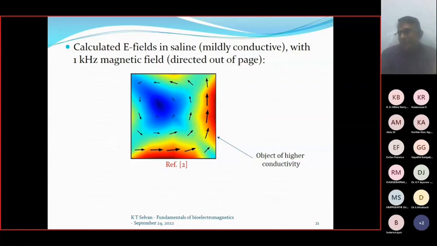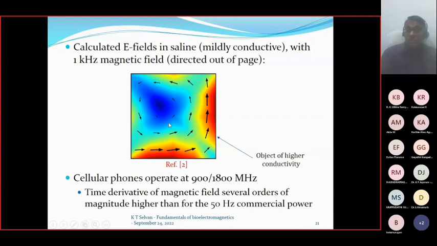Of course, if you look at cellular phones that operate at even much higher frequencies, 900 or, depending on the band, 1800 megahertz, compared to 50 hertz the time derivative of the magnetic field is several orders of magnitude higher. So therefore, it can cause concern. Why? Because the magnetic field will be significant, therefore the electric field will be significant, and that will potentially induce currents and voltages in the body, resulting in energy absorption. Is that something we should worry about, right? So this is how the buildup is, this is how the broad picture is.